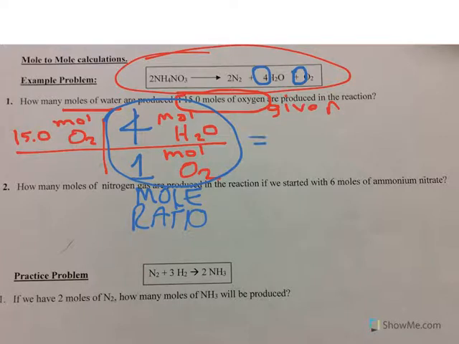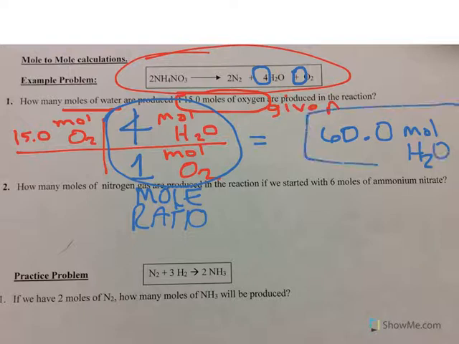So when I calculate this out, remember we multiply across the top, multiply across the bottom, divide the top by the bottom. Really what I'm doing here is I'm taking 15 times 4. So that's going to give me 60.0 moles of H2O. Don't forget your sig figs. Round to sig figs, and remember, number, unit, compound, number, unit, compound.